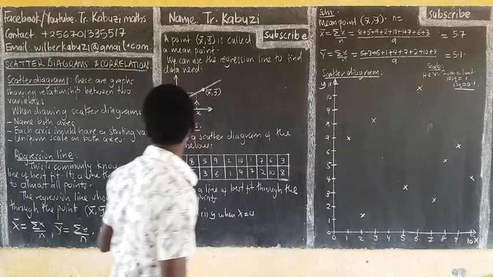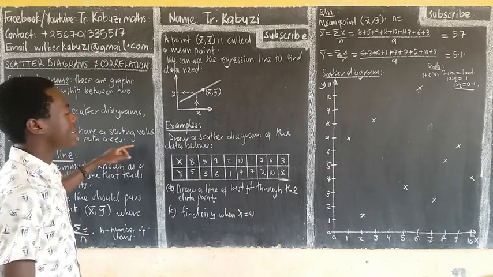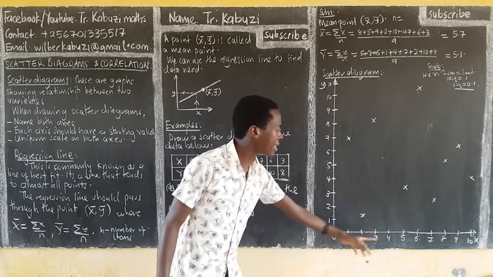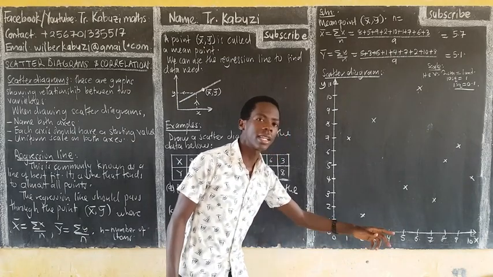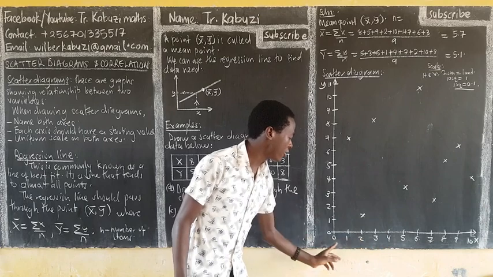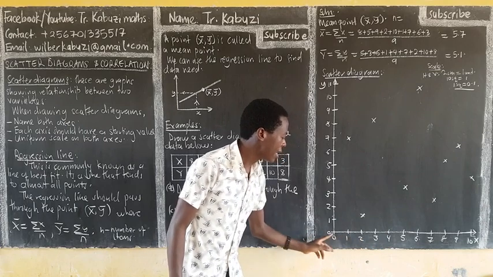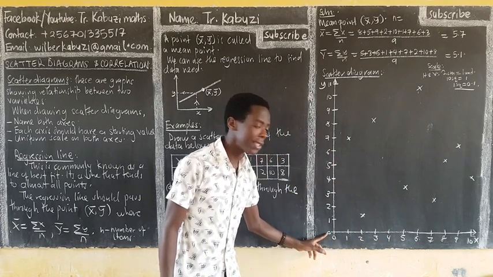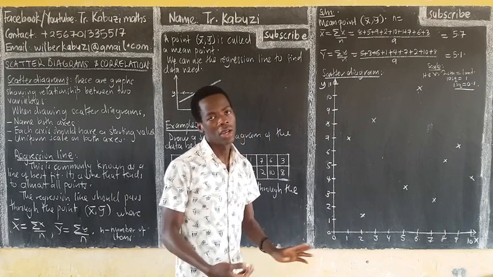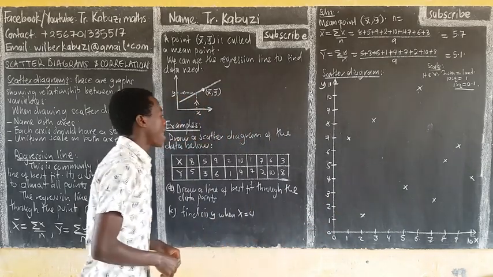The next point we said is that each axis should have a starting value. So my horizontal is starting at 0. Then my vertical is starting at 0 also. So if you miss that, you lose marks there.